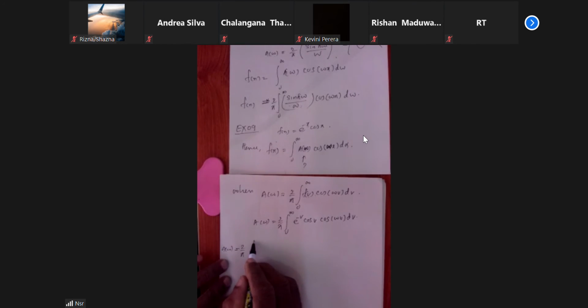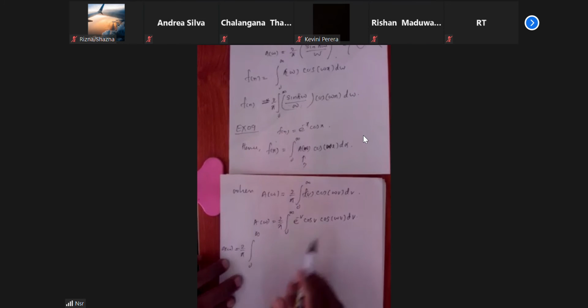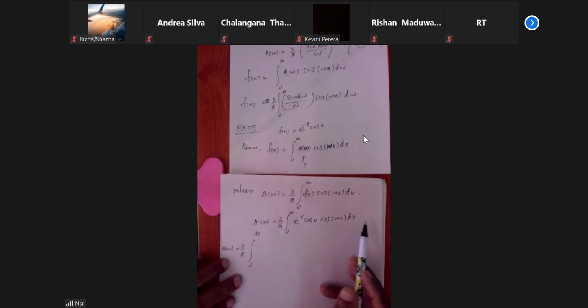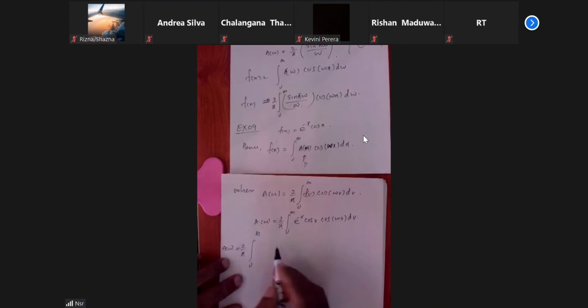What we want is the integral from 0 to infinity of this cos. Using the formula cos A cos B plus sine A sine B, or maybe cos A cos B minus sine A sine B, that will be the easy way to simplify the question. What I want to do here is add these two values.